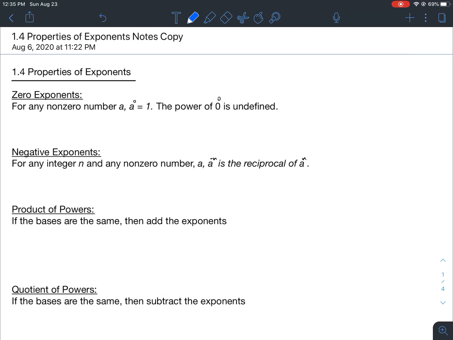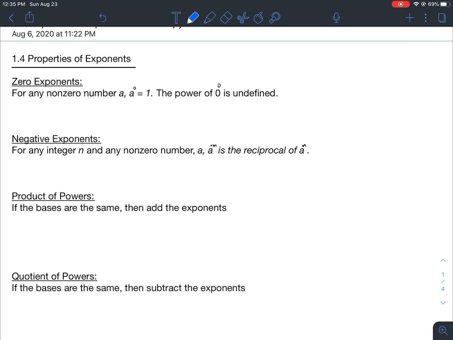So first property that we have is the zero exponent. This property says for any non-zero number a, so anything but zero pretty much, if you have an exponent that is zero, it equals 1. All the time, every time. And the power of 0 raised to the 0 is undefined. So this really means nothing, has no definition. So let's go ahead and write this out. A to the 0 is equal to 1 when a does not equal 0.